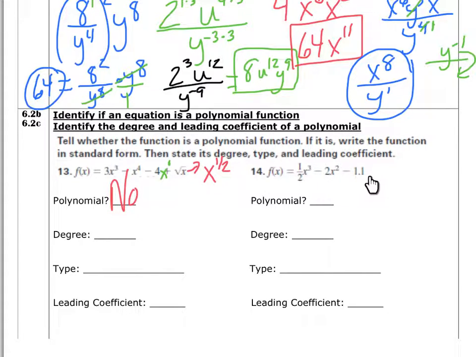This second one here, if we look at it, x cubed is great. It's a positive integer. X squared, it's a positive integer. Again, you can subtract a constant value from it because there really is a variable there. You just don't see it. It's x to the 0 power, and x to the 0 power is just 1, so we normally never write that. This itself is a polynomial, so yes.